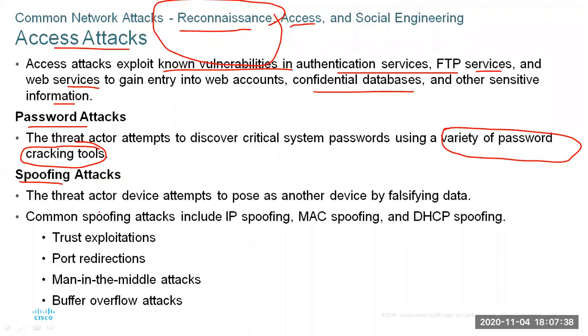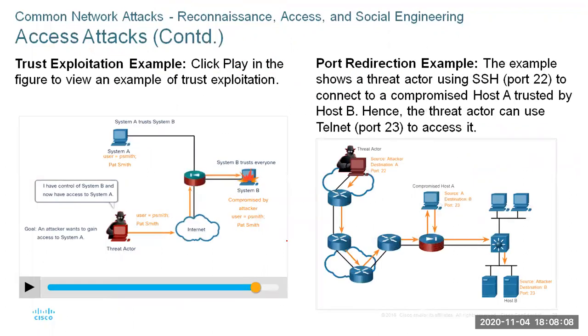In a spoofing attack, the threat actor attempts to pose as another device. Spoofing is like trying to claim to be who you are not. They do that by gaining access to IP addresses or MAC addresses, so they do it by IP spoofing, MAC spoofing, or DHCP spoofing.